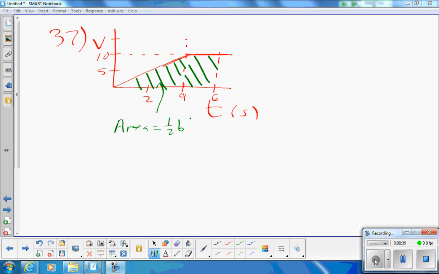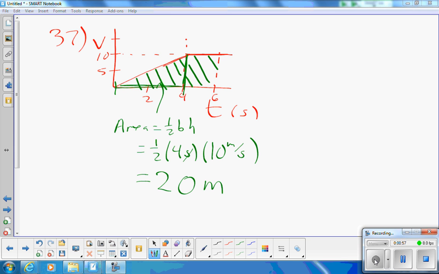1/2 base times height. That is 1/2. Okay, the base of this triangle goes from 0 to 4. So the base is 4 seconds. The height of the triangle is 10 meters per second. Half times 4 times 10 is 20 meters. The seconds cancel out.